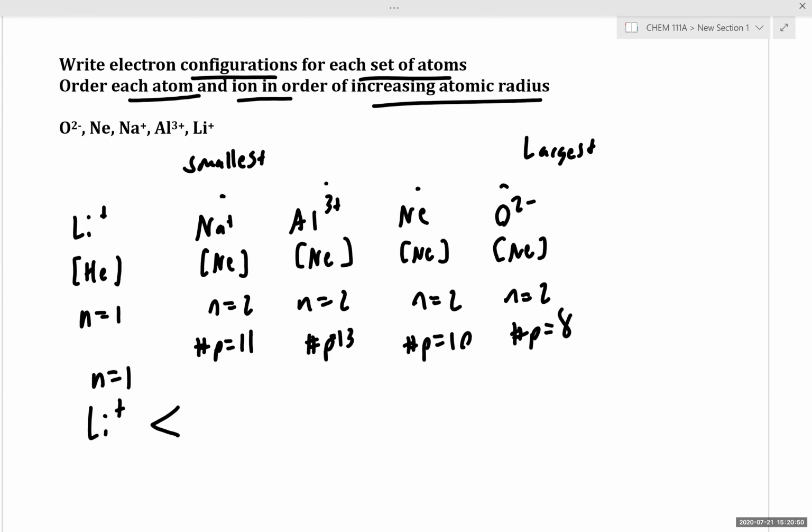Aluminum 3+, exactly right. Okay, and what's after aluminum 3+? What has the next greatest number of protons? More protons, smaller radius. What's the next smallest? Sodium plus, exactly right. Okay, now comparing neon and O2-.